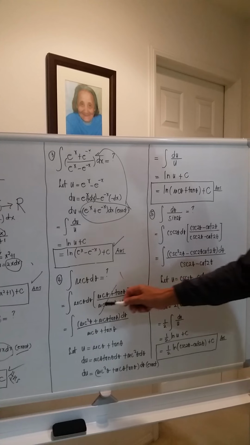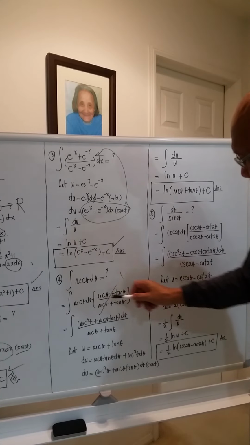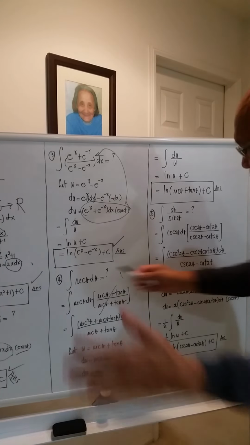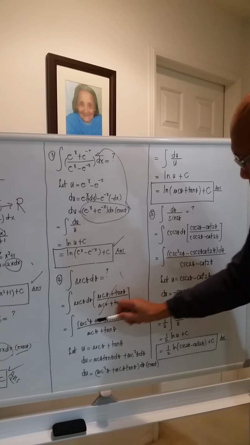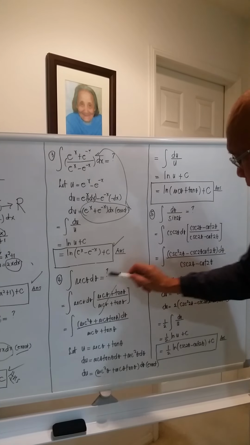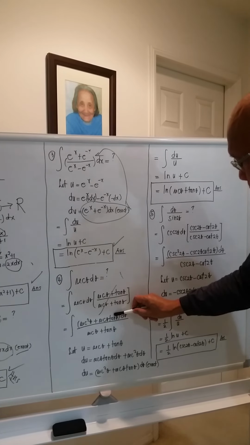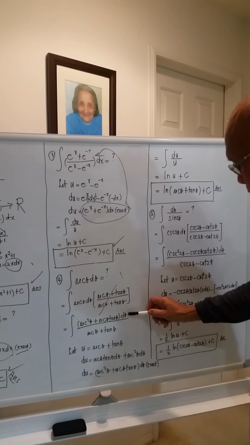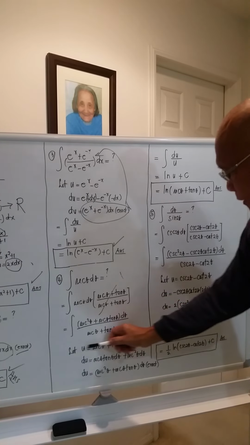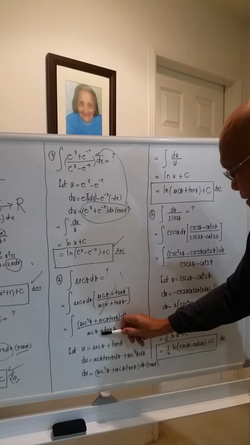So if we multiply the given secant theta, differential theta by this quantity here, after the expansion, we get secant square theta plus secant theta tangent theta, differential theta, all over secant theta plus tangent of theta.